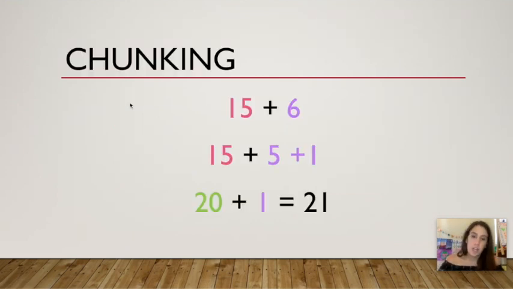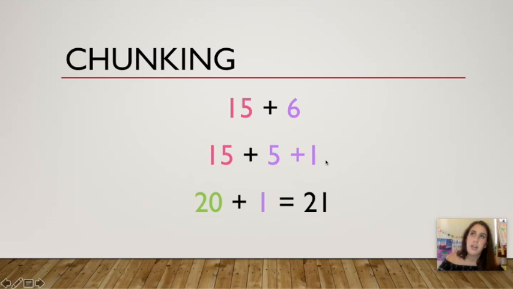There is also chunking, which means taking your numbers and making them easier for you to add together. You can also think about this as using skip counting. So let's say you know how to skip count by 5s. You're looking at 15 plus 6. Maybe you want to change that to 15 plus 5 plus 1.